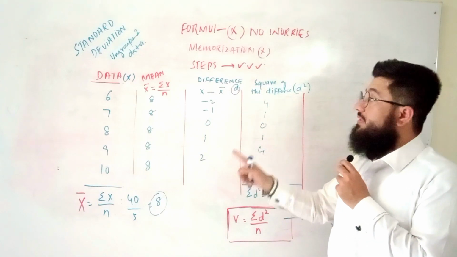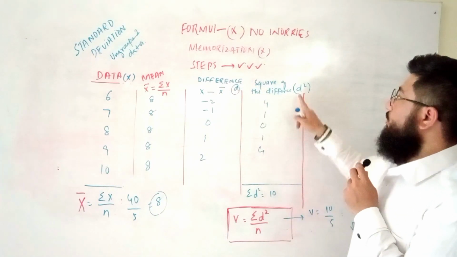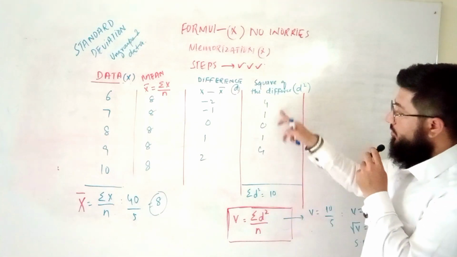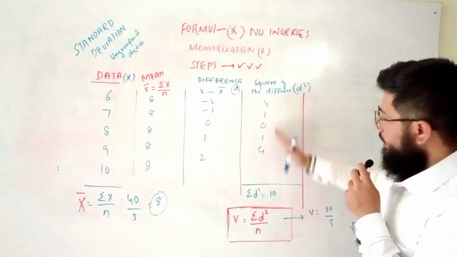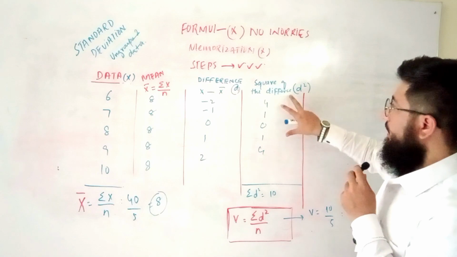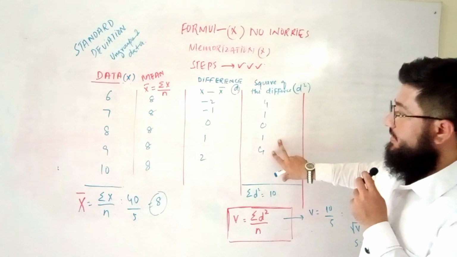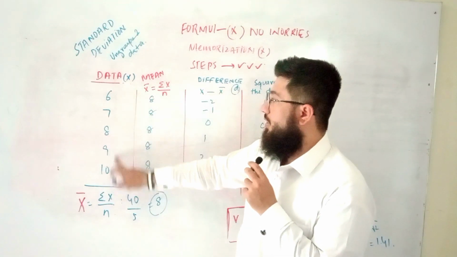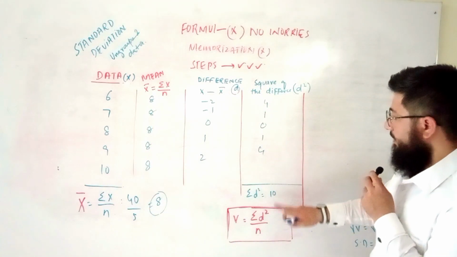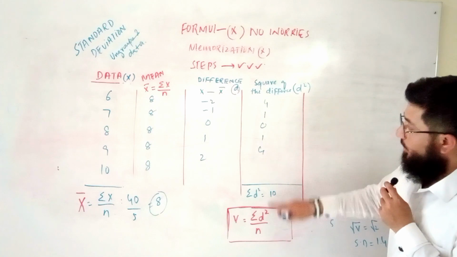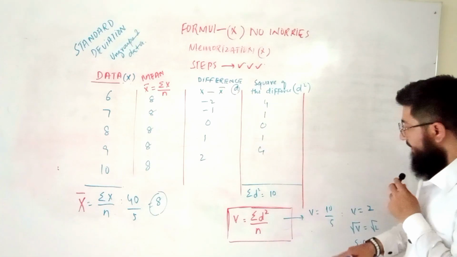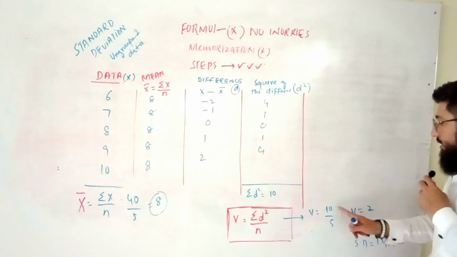The next step must be the square of this difference. We took the square: 4, 1, 0, 1, 4, and the sum of the squares of the differences is 10. Adding all these together, we get summation d square is 10. The next step is to take this result and divide by the number of observations, that is 5. n is 5. So 10 divided by 5. Summation d square is 10, and n is the number of observations, that is 5. 10 over 5 is equal to 2.